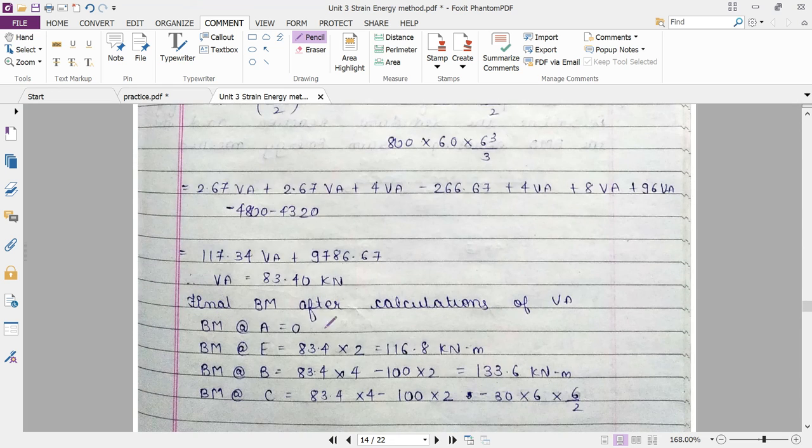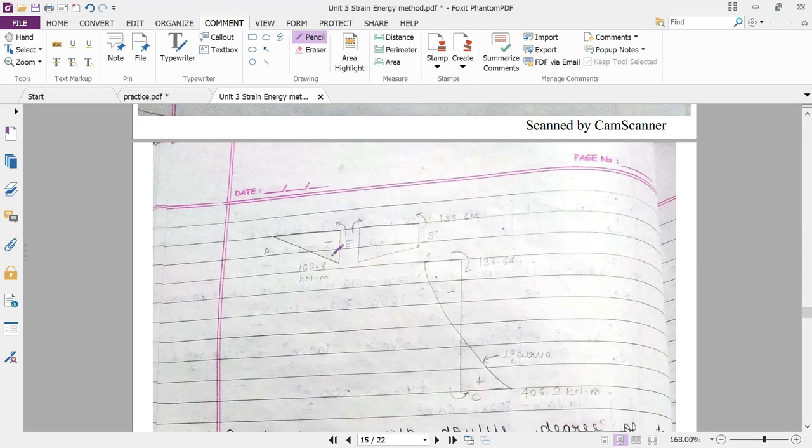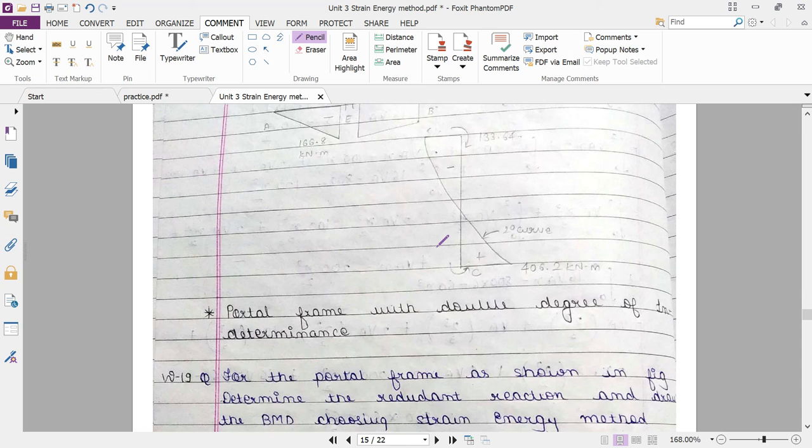And then finally get the value of the bending moment diagram. So bending moment at A is equal to 0. Bending moment at E we can calculate, B we can calculate, and C we can calculate, like this. So the final answer for C is minus 406.4. We have to split the diagram into n number of parts so that the diagram can be drawn easily. So like this we can draw the diagrams.